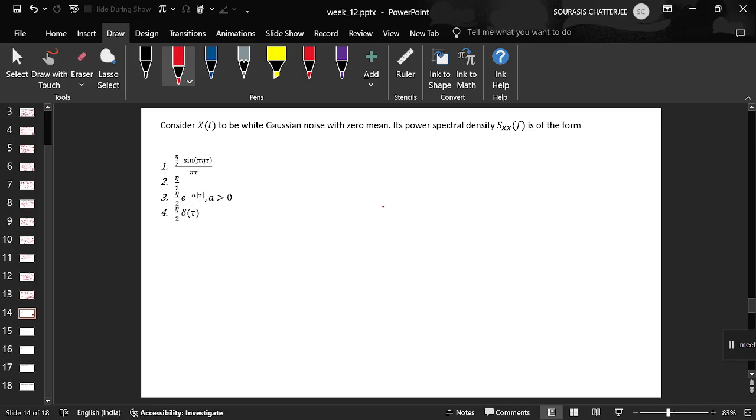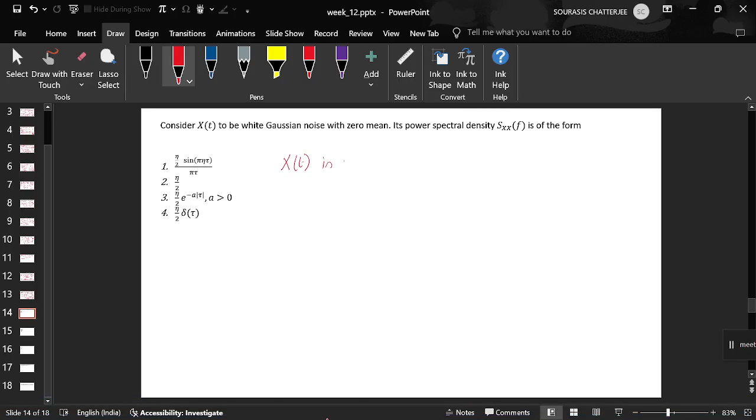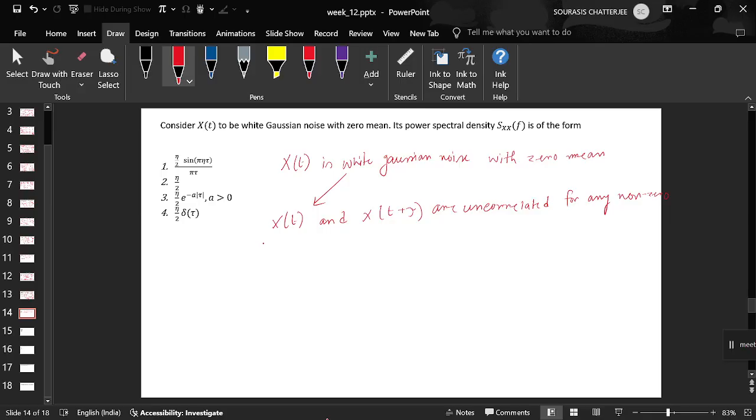Okay, this is something we have already discussed in one of the previous assignment questions, so I won't go into much detail. So basically Xt is a white Gaussian noise with zero mean. The white part basically says that Xt and Xt plus tau are uncorrelated for any non-zero time shift tau.